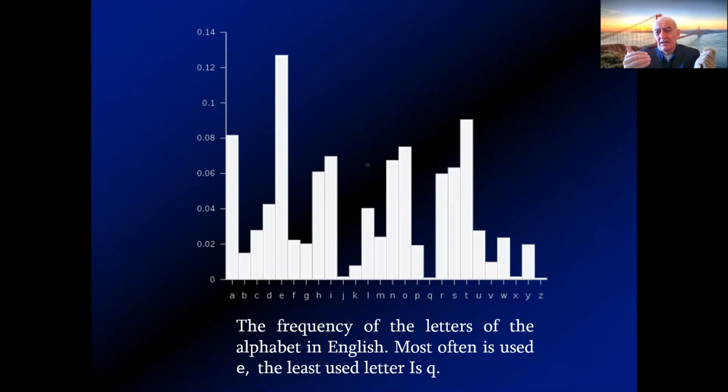all letters have their frequency of use. For example, in English, the letter E has the highest frequency of use, and the least used are Q and X. And using this distribution, it's very easy to decrypt, to break all ciphers based on the idea that all letters are shifted by the same unit.